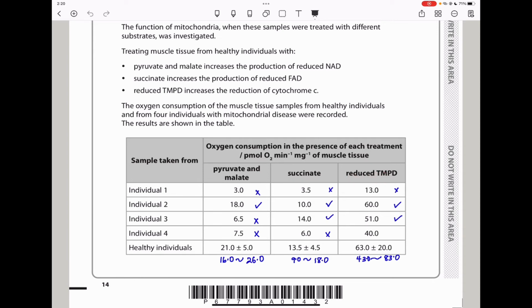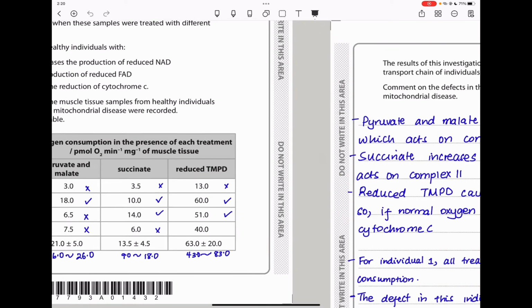Now, with reduced TMPD, individual 1, the range should be between 43 to 83. So that is out. That is within the range, closer to the range. So I take that and take out that. So knowing all this information is going to help us answer the next question. So let me move on.